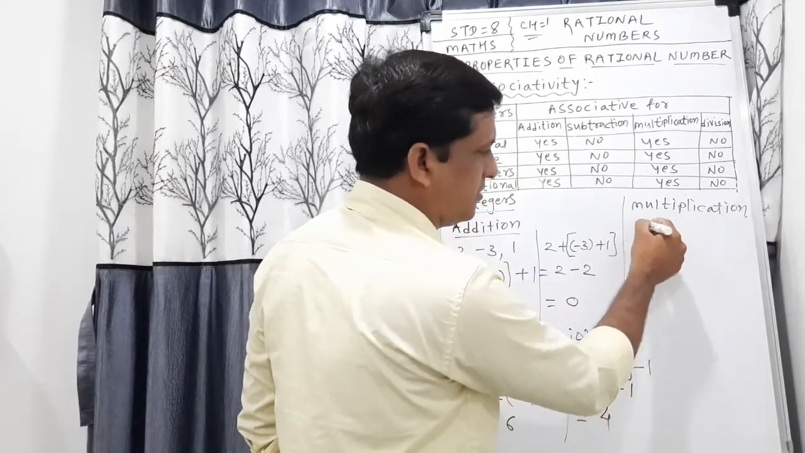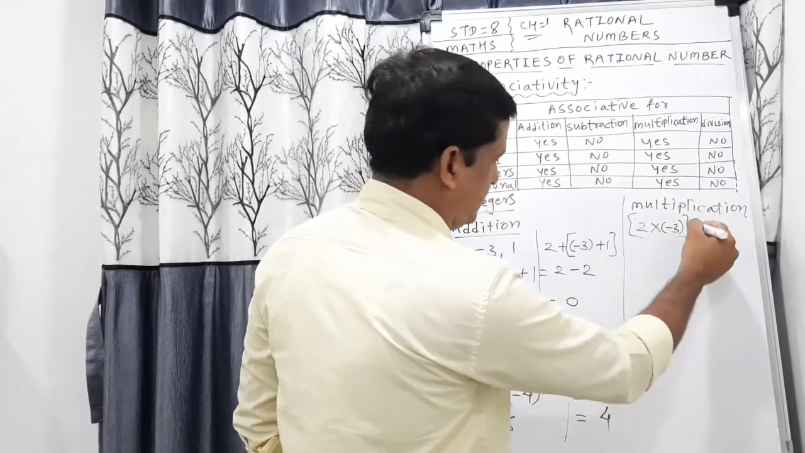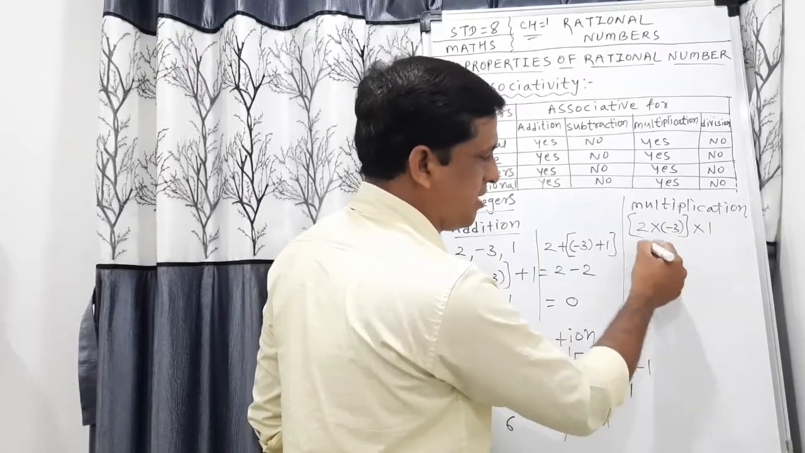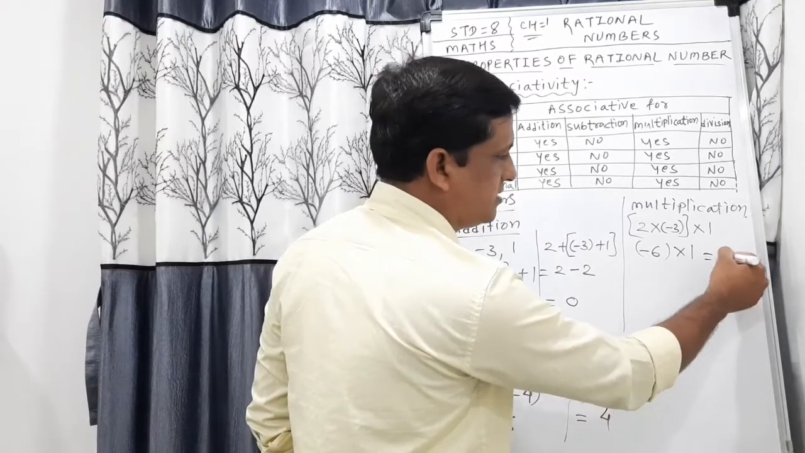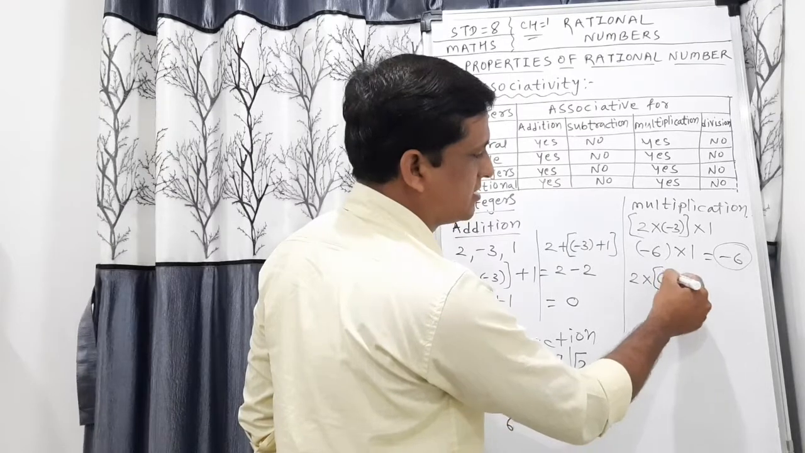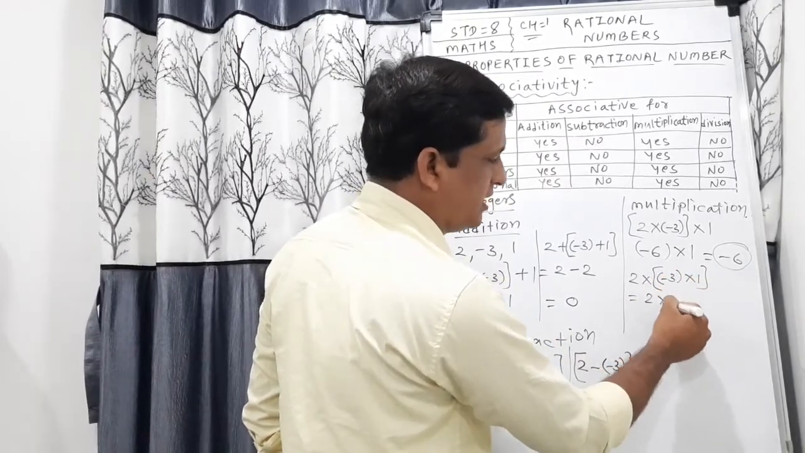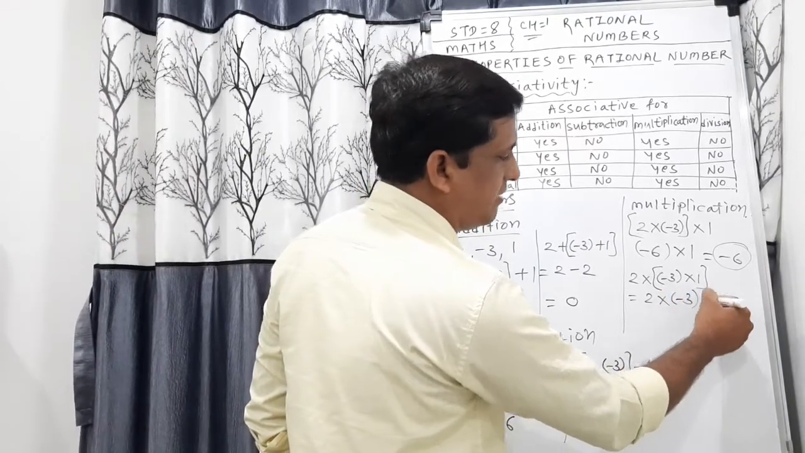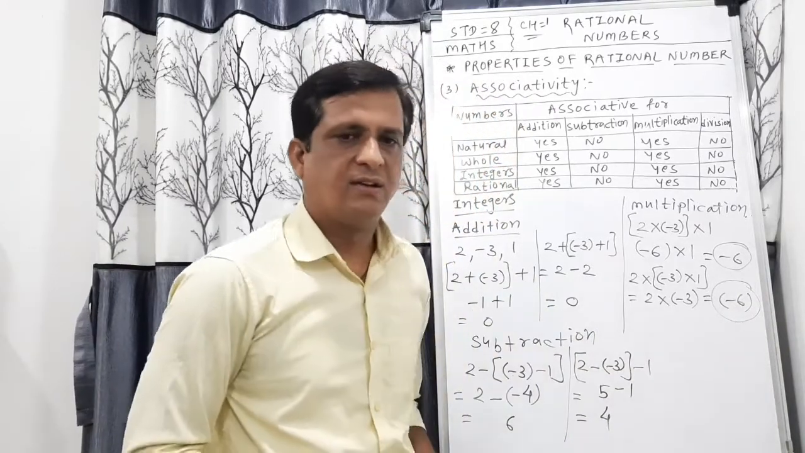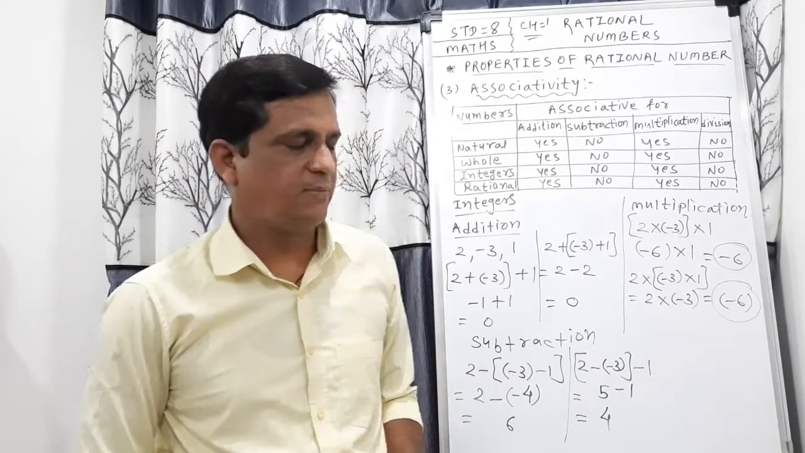So here for example, 2 multiply with minus 3 and multiply with 1. So 2 into minus 3, that is equal to minus 6. When multiplied with 1, the answer is minus 6, right? Now I am making group of minus 3 and 1. Then simplification is 2 into minus 3, right? And the answer is minus 6. Here both results are equal. Therefore we can say that integers are associative for multiplication.